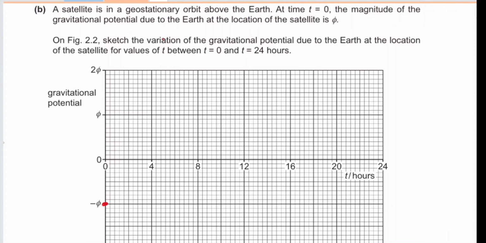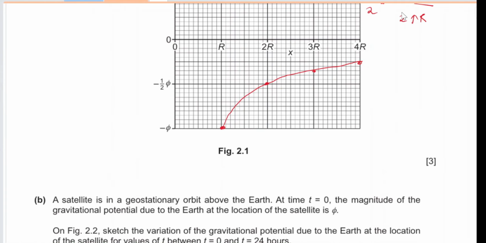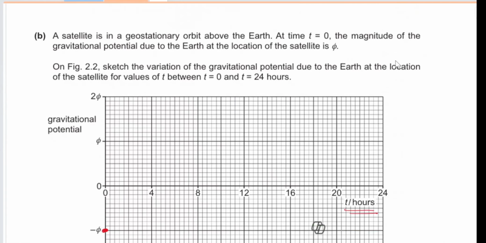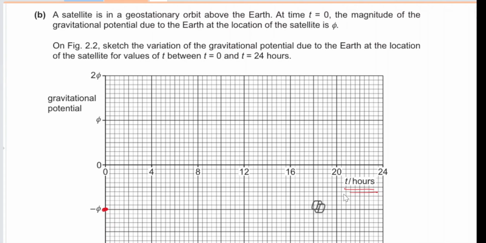On figure 2.2, sketch the variation of the gravitational potential due to the Earth at the location of the satellite for values of t between 0 and 24 hours. So between 0 and 24 hours, how much will the gravitational potential change? One thing to observe here is that the x-axis is the time in hours. It's not the radius, right? Above, in that graph, there was radius. And this time, it's just normal time, okay?